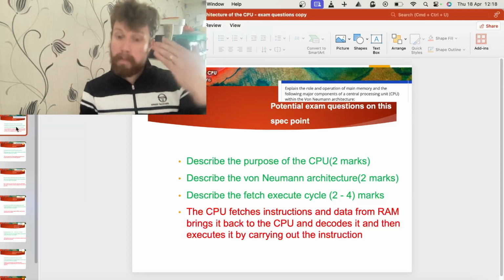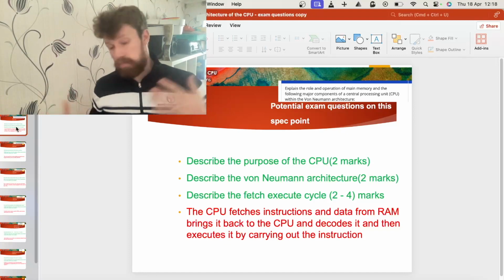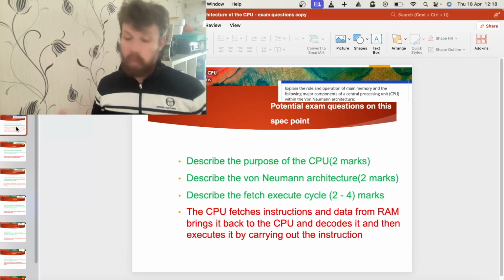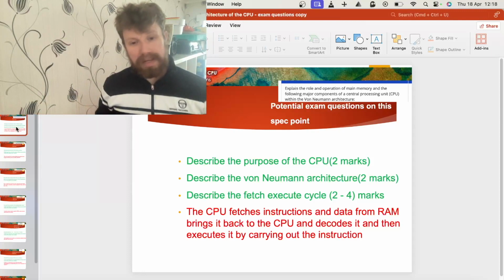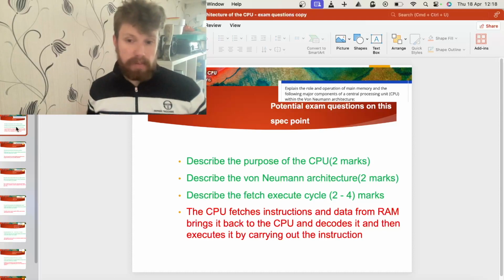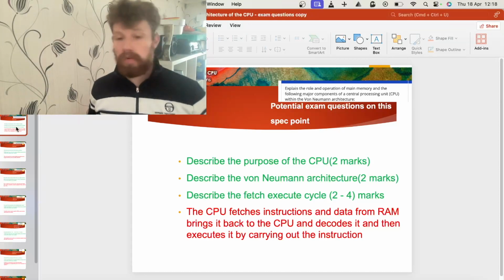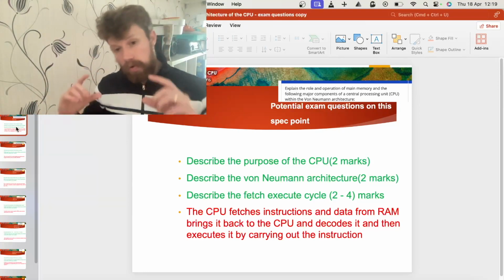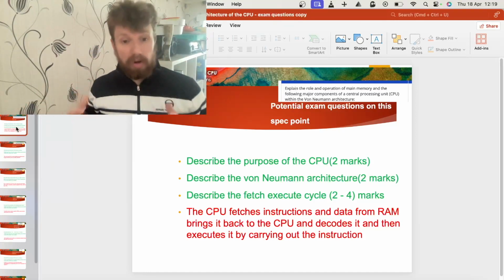What I'd recommend in your notes is to write the questions that you could get in one color, so that you remember them in the exam, and then put your answer in a nice bright color, could be red or whatever, and you're much more likely to remember it. The answer for this one is: the CPU fetches instructions and data from RAM, brings it back to the CPU, decodes it, and executes it by carrying out the instruction. You could also add that the process then repeats, which is the fetch, decode, execute cycle. You can use that answer for every single one of those questions, so it makes things a lot easier for you.